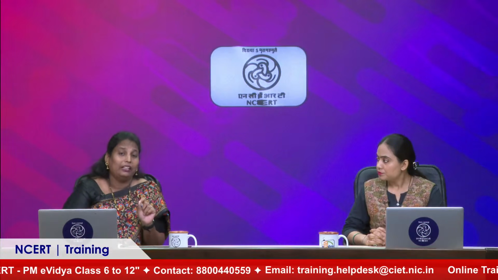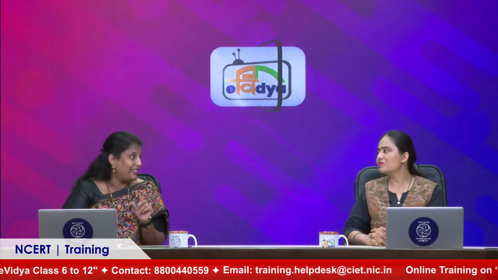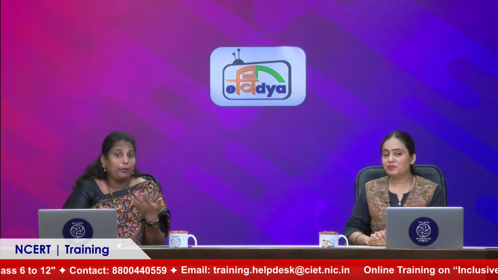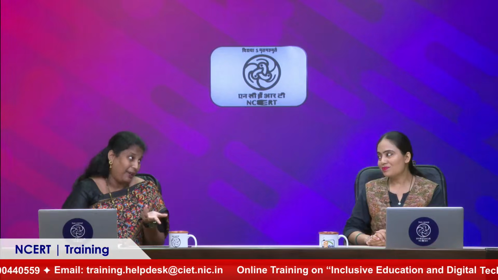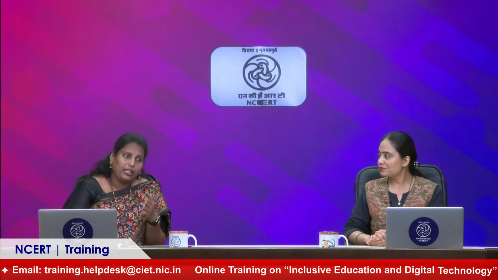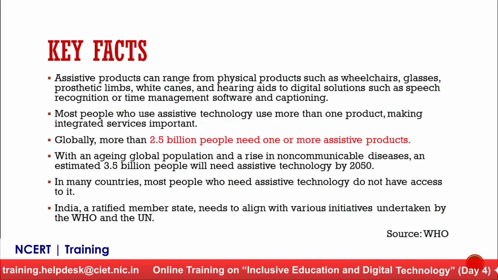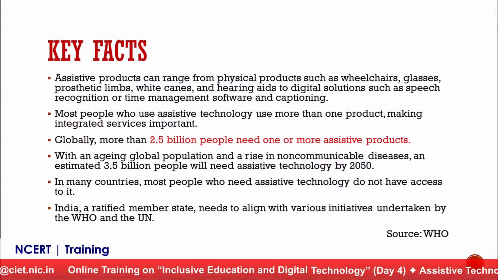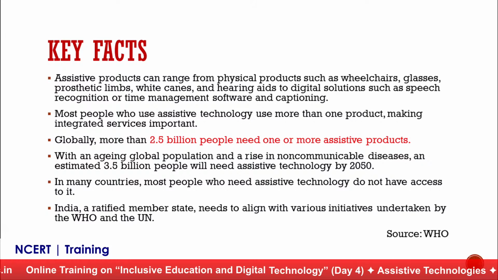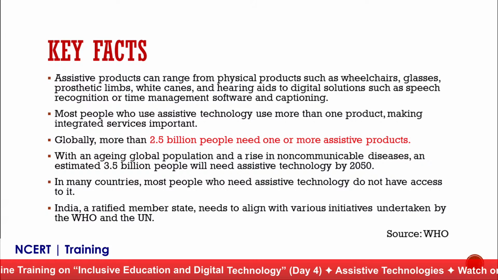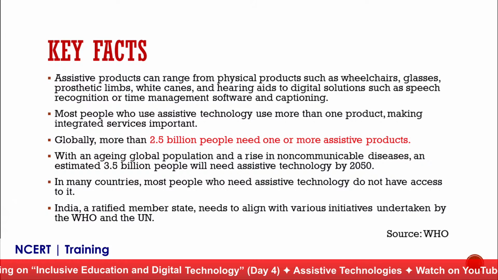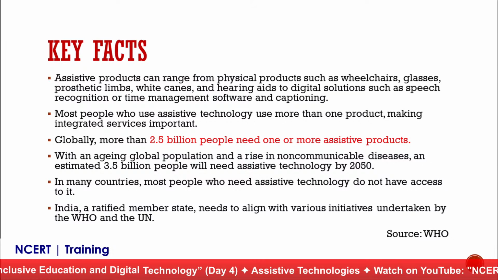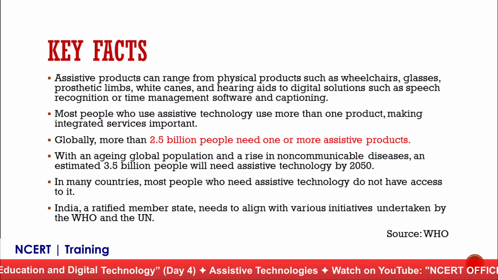So you see the kind of demand which exists, and a person might require more than one device or one technology at a time. So if you see the field, there is definitely a lot of scope for expansion and a lot of scope for innovations. At the same time, another fact is that many people do not have access to these assistive products and technologies. Are they all affordable?